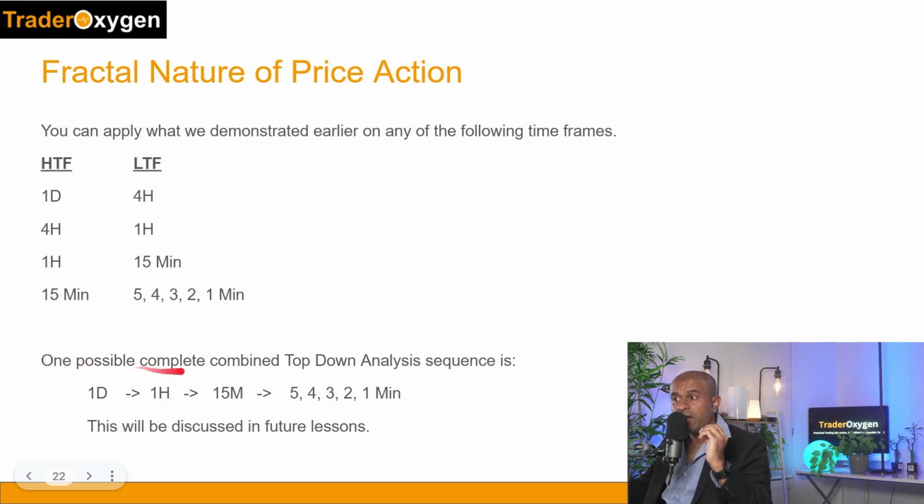Okay, and one possible complete combined top-down analysis sequence is you start with the daily and you find the daily trend direction, whether the daily is an uptrend or downtrend, and then you can go into 1 hour or 15 minutes and then look into internal swing points, and then you can look into market structure shifts, and then you can go further down into 5 or even 3 to 1 minute and further refine your entries by looking into market structure shifts in these lower time frames. So this part will be discussed in the next few lessons showing real live trade examples. Okay, let's see what's next.